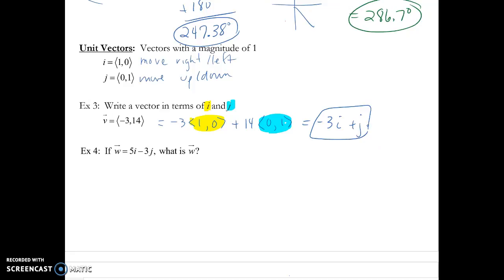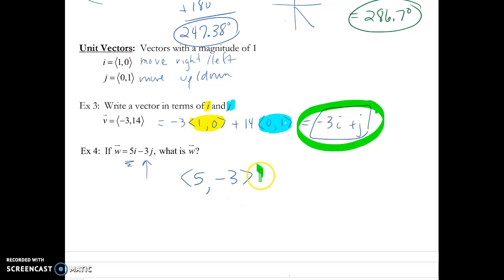If we look at number 4, same idea. We want to write w. We have our vector written in terms of horizontal and vertical movement, and we want to write it in typical vector notation. So when we see this 5, that means I move 5 to the right, and when we see this -3, it means I move 3 down. And so these would be our answers to examples 3 and 4.